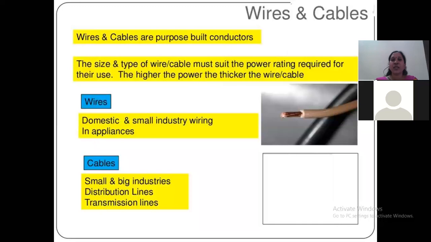Next, coming to the next topic, that is wires and cables. Wires and cables are nothing but conductors. The size and type of the wire or cable must suit the power rating required for the use. The higher the power, the thicker the wire or cable used. Coming to the wires, for domestic and small industry wiring in appliances, we use wires. Coming to the cables, for small and big industries, distribution lines and transmission lines, we use cables.